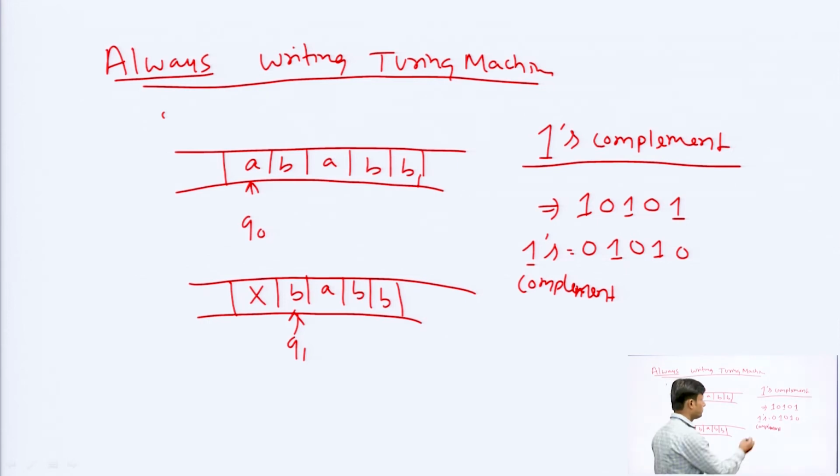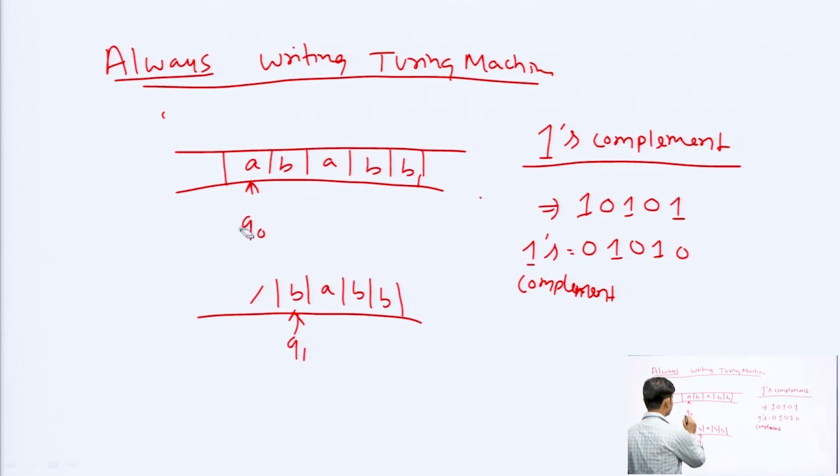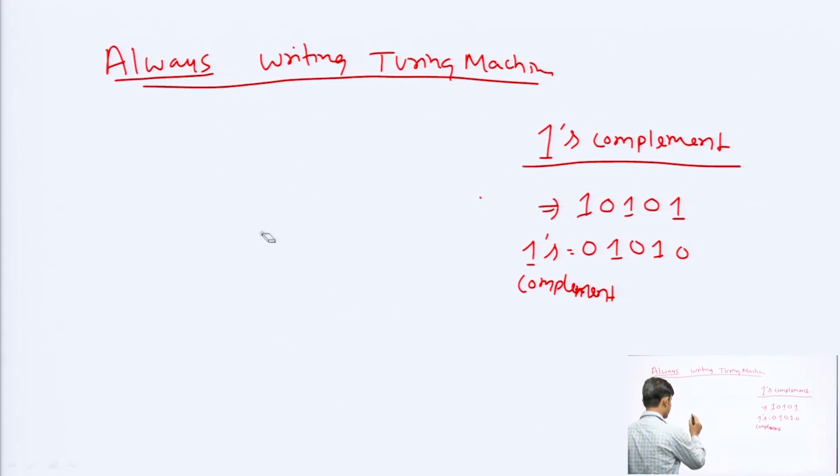This is a binary number given. To make its 1s complement, you have to negate it. If 1 is there, you have to write 0, and if 0 is there, you have to write 1. So, let us do this one. How to do 1s complement? You can say this is an always writing Turing machine. So, let us check how this will be done.